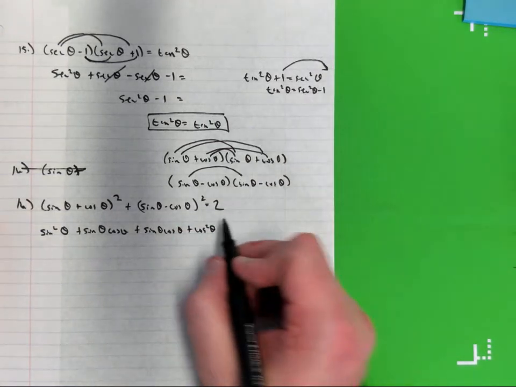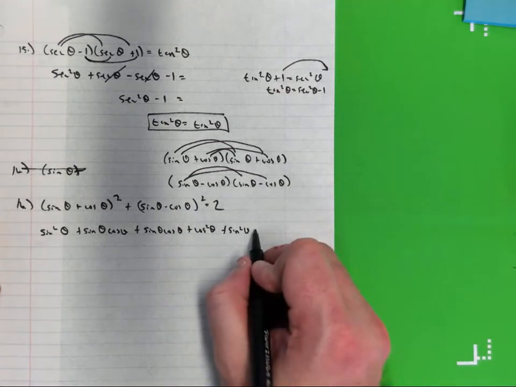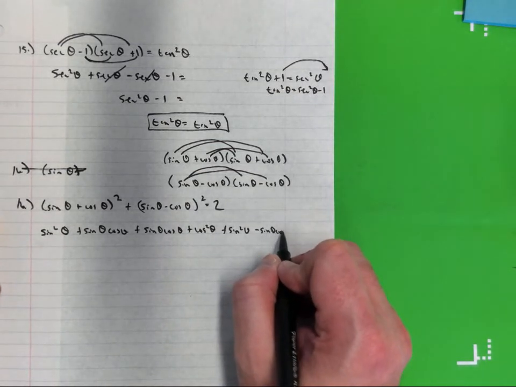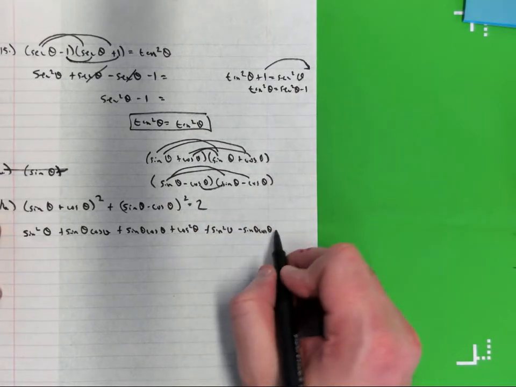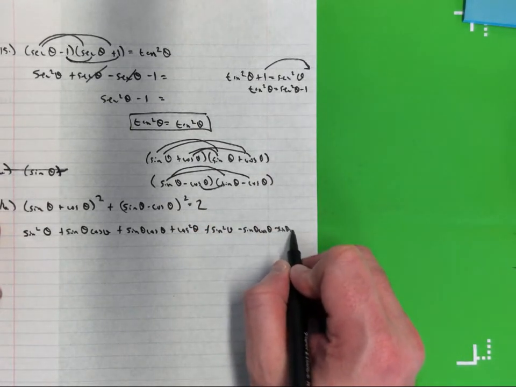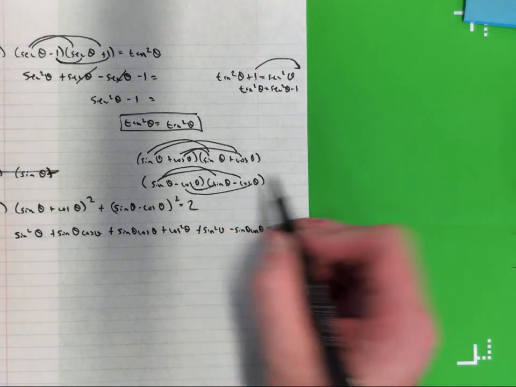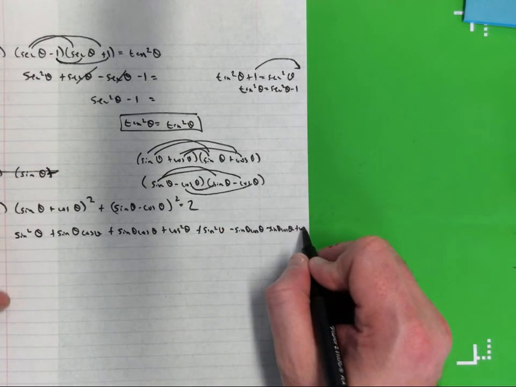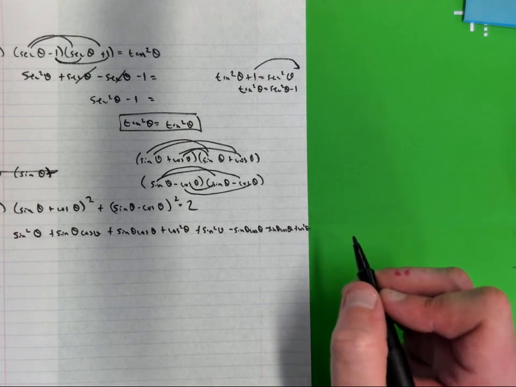Sine times sine is sine squared. Sine times negative cosine is negative sine theta cosine theta. Negative cosine times sine is negative sine theta cosine theta. And then a negative cosine times a negative cosine is a positive cosine squared theta. Ooh, we got a lot going on here.